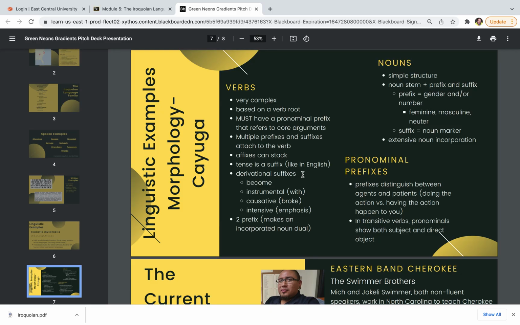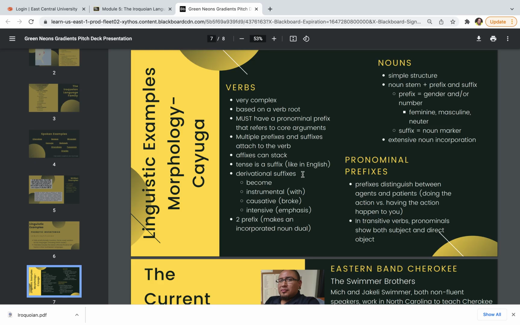And so this says that prefixes distinguish between agents and patients, who's doing the action and who has the action done to them. We would talk about the subject of a verb doing the action, she buys, and having the action done to you. That would make you the indirect object or the direct object, depending on what it is. Transitive verbs, so verbs that have both a subject and a direct object, pronominals show both the subject and the direct object.